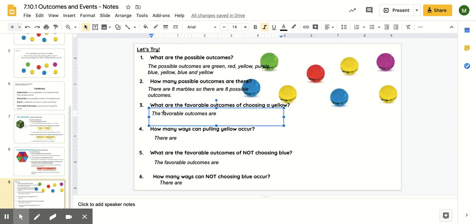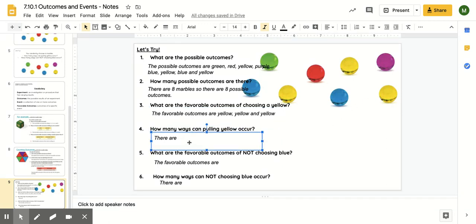All right. What are the favorable outcomes of choosing a yellow? Well, we could pull this yellow. We could pull this yellow. Or we could pull this yellow. So all 3 of those yellows are an option for pulling a yellow marble. So when we count how many ways can you pull a yellow, well, there are 3 ways to pull a yellow.